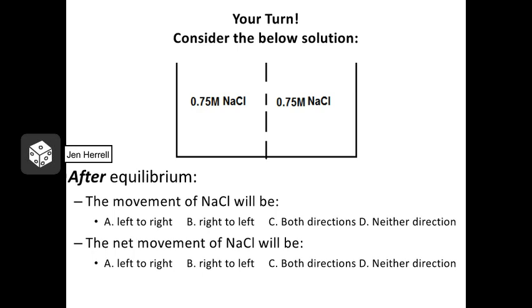So we have this solution that's at equilibrium. Now you might think, okay, well, there's no reason for the molecules to move around now, so the movement might be neither direction. But remember, anytime I'm asking about just movement, the answer is always both directions. Even though equilibrium has been reached, those molecules are still going to be moving around both directions all the time. That's just the nature of Brownian motion.